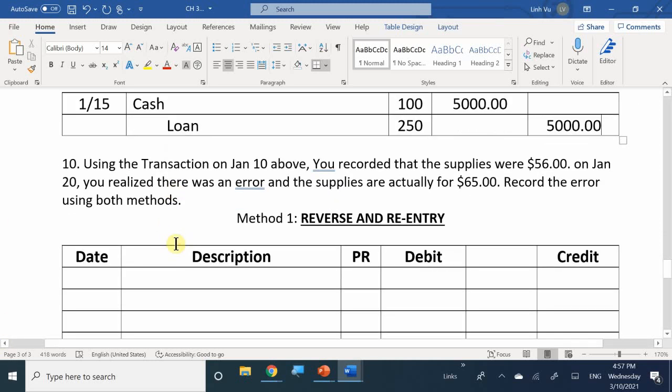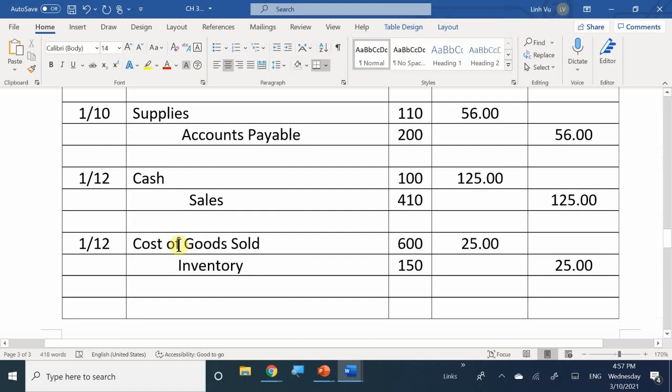Okay, so if I can borrow 10 more minutes of your time. Can you sit up just a little bit so I could see the cost of goods sold? Right there. Perfect. Okay. So again, this won't come into play until chapter 7.